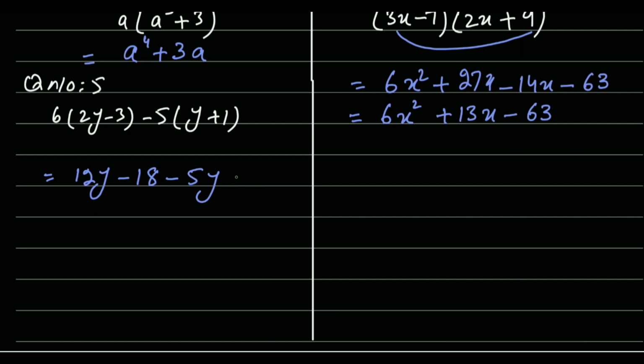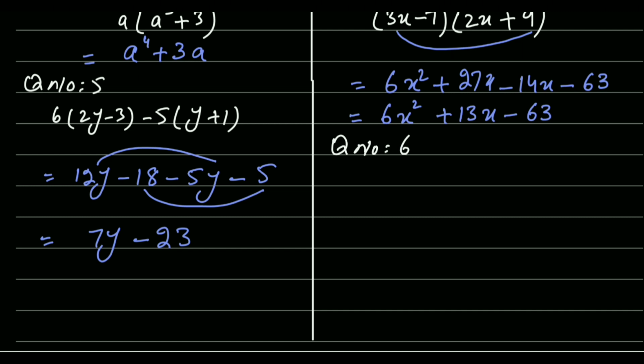So minus 5y, minus plus minus, so plus 5 under 5. So now what we have to do? This is the step of expand. Now we have to simplify. How to simplify? Same terms will be simplified like that. 12y minus 5y is 7y. Minus 18 minus 5, minus minus plus. Actually we have to add them and the sign will be of greater value, that is minus, and 23, that will be our final answer.